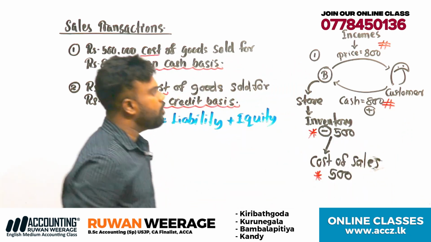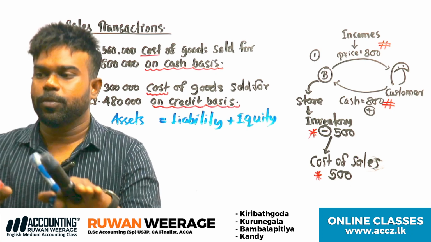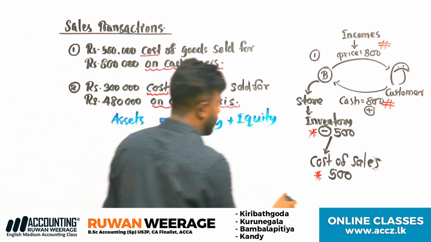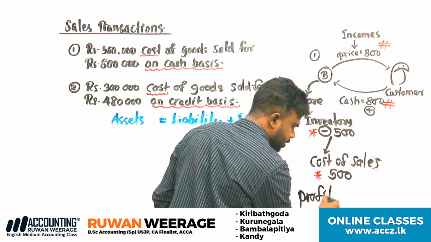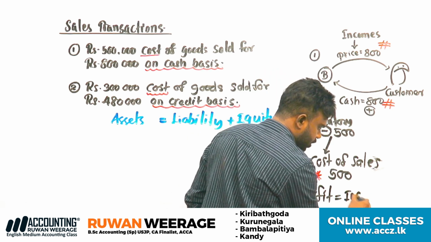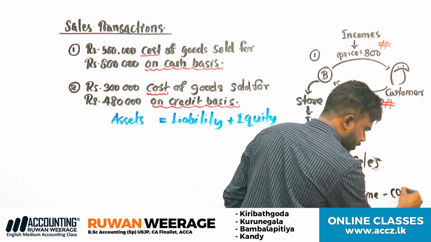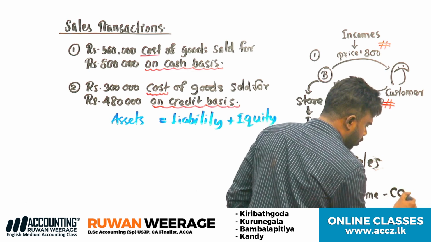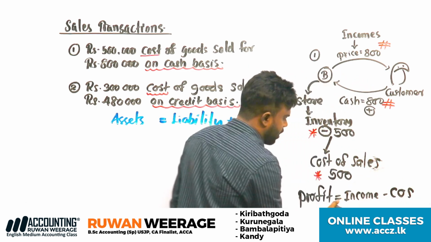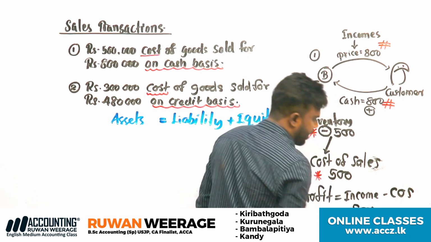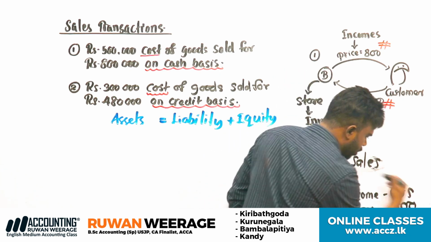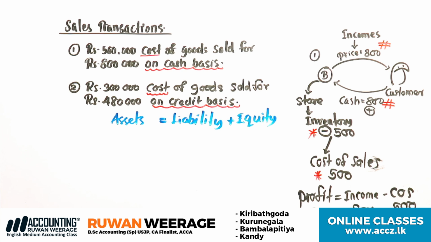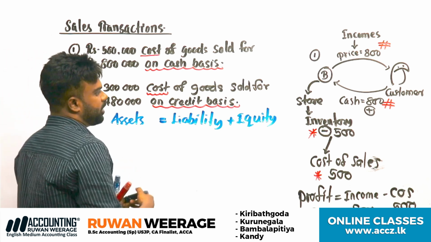So can you tell me how much would be the profit of this transaction? How to calculate profit normally? Anyone can tell me how to calculate profit? Profit will be calculated by your income and your cost. So we call it here cost of sales. I'll write down COS. COS means cost of sales. Income, how much? 800. Cost of sales, how much? 500. So how much profit then? Profit will be 300. So how to record this on the accounting equation?